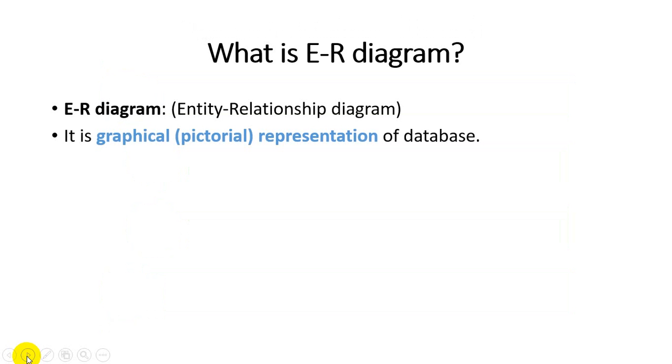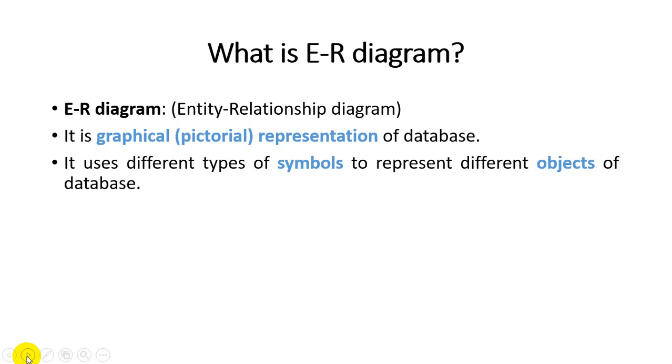It is the graphical, or we can say pictorial, representation of a database. Whatever we studied in Unit number 1 is the basic fundamentals of database. Now how we can represent all the database concepts with the help of graphical representation, we will study in this ER diagram, or in Unit number 2, Data Models. It uses different types of symbols to represent the different objects of the database. So whatever we studied in Unit number 1, we can represent with symbols, and we can represent all the database objects with the help of graphical representation.